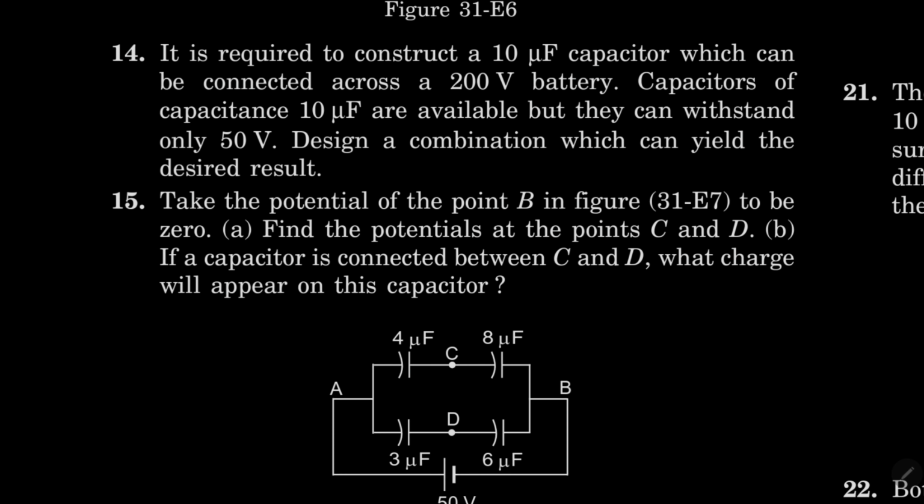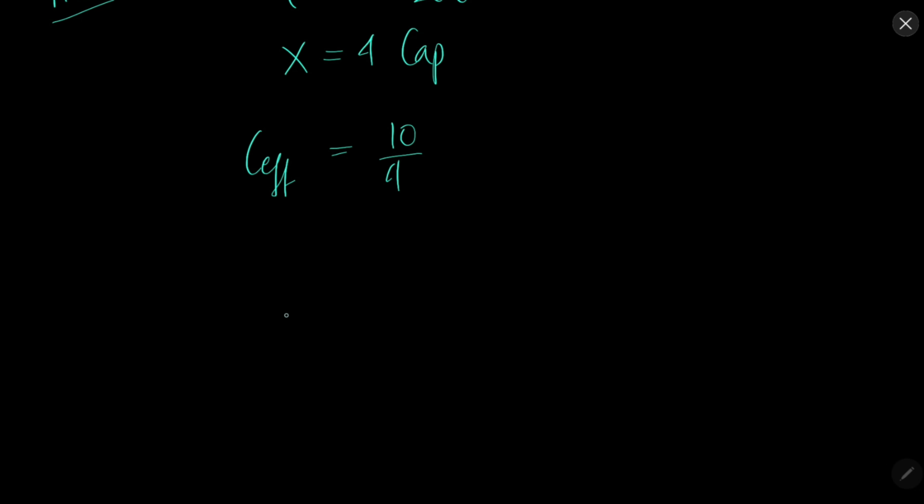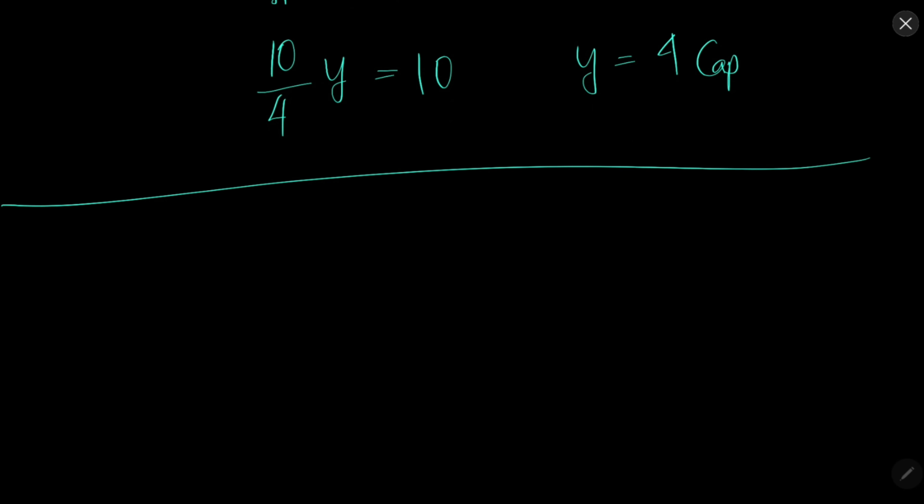In 14, design a combination which can yield the desired result. Solution 14. So let x be the number of capacitors in series. So x into 50 equal to 200, that is x equal to 4 capacitors. Effective capacitance in a row will be 10 by 4. Let y be the number of such rows. So y equal to 4. So 4 rows each of 4 capacitors.